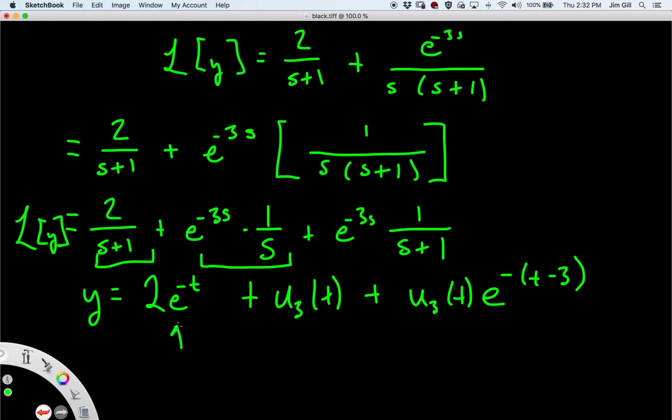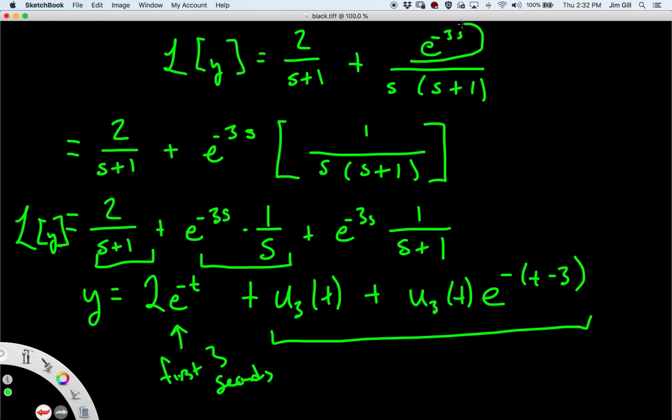So this part is the normal behavior. This is what happens for the first 3 seconds. We have exponential decay. But then, as time continues, we get these things added because we turned on the Heaviside function at time 3. So it affects the solution only after time 3, as one might suspect. So what we have to do is recognize these e to the minus 3s's and pull them out so that what remains are things that we know the Laplace transform of.